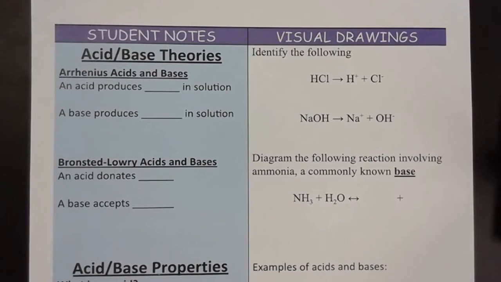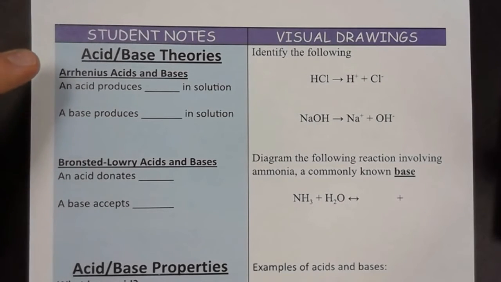So to start off our unit on acid-base chemistry, we wanted to talk about two of the most common theories of identifying what makes something an acid and what makes something a base. And so that's the Arrhenius acid-base theory and the Bronsted-Lowry acid-base theory.